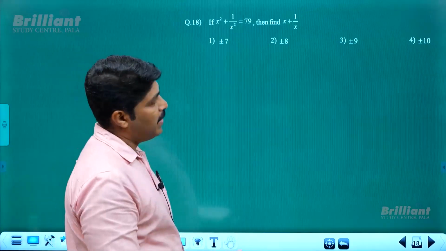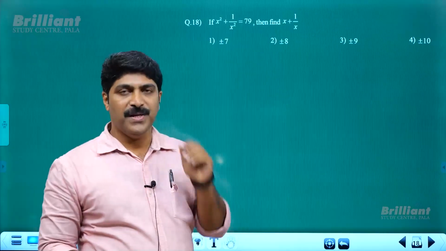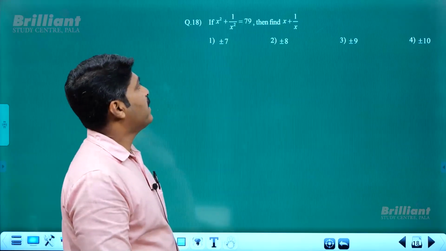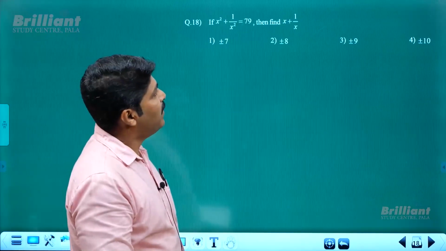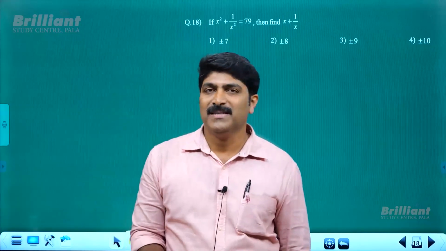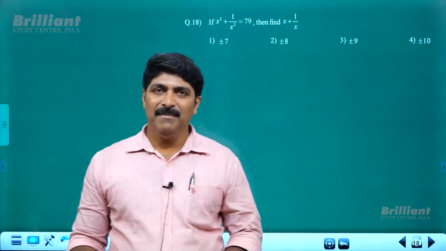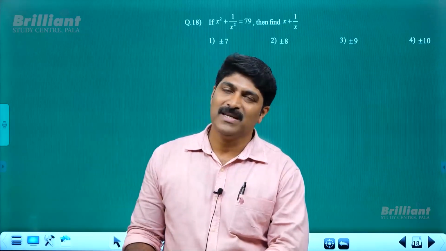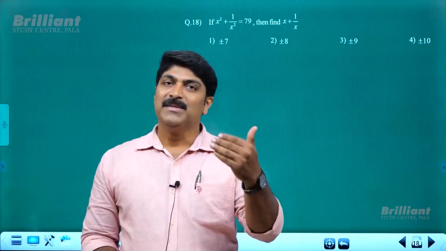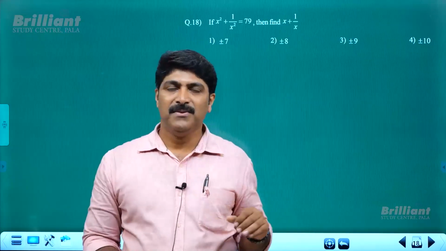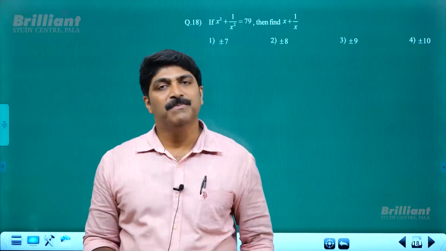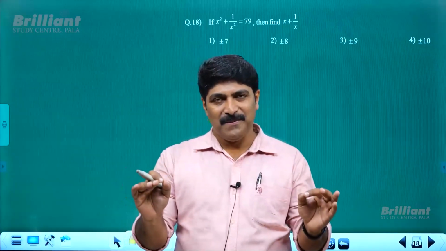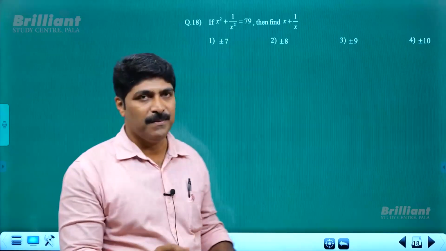It's a quite familiar algebraic question. Here x square plus 1 by x square equal to 79. Then find x plus 1 by x. At the initial time, you may take a little more time to find the answer through the expansion of the concepts, through the identity-based approach. But once you're familiar with the concepts, it's a 1 second question.